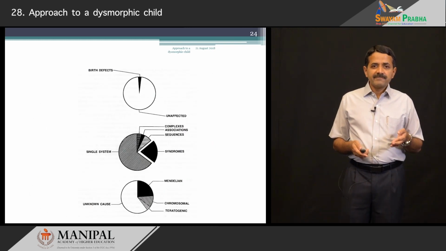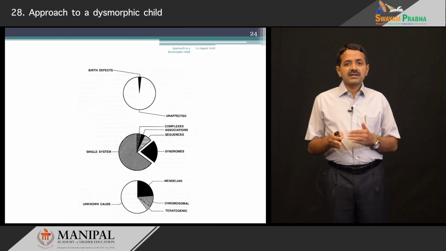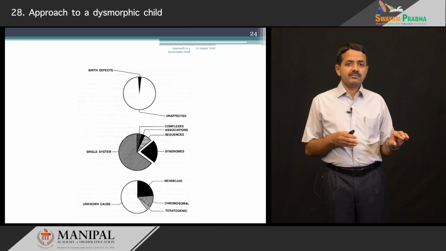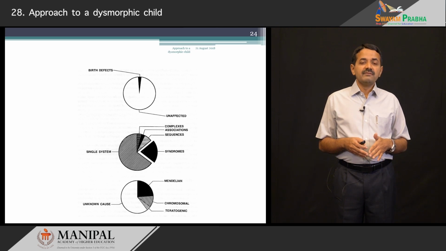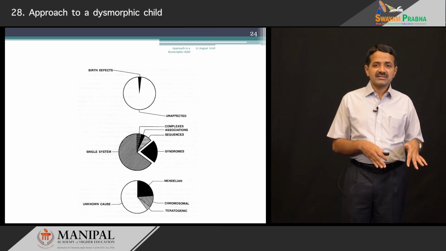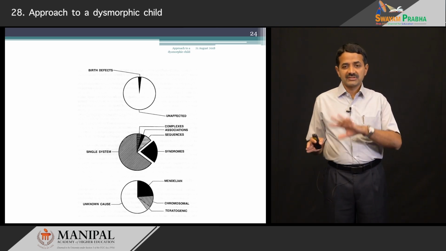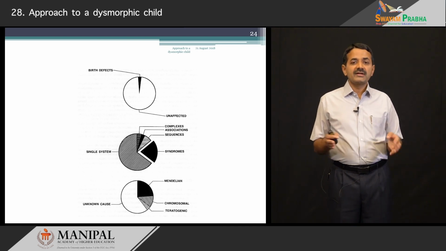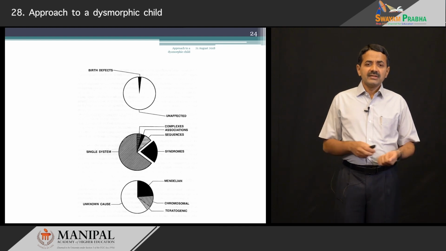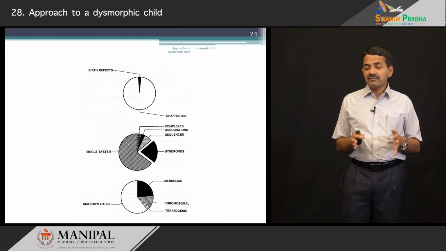To summarize, birth defects occur in a small percentage of the population, around 2 to 3%, which can be only confined to a single system, or it can be a syndrome which is a causally related constellation of several anomalies, or it can be complex and association. Their cause is often not known.